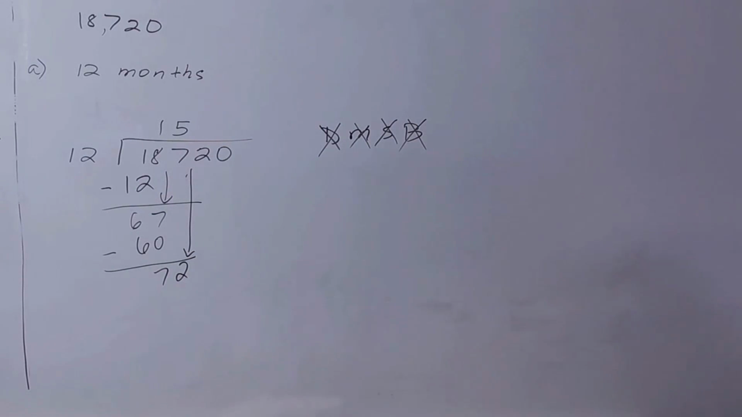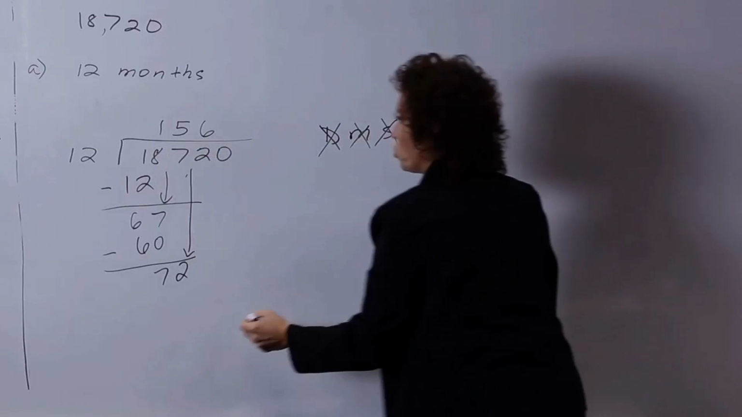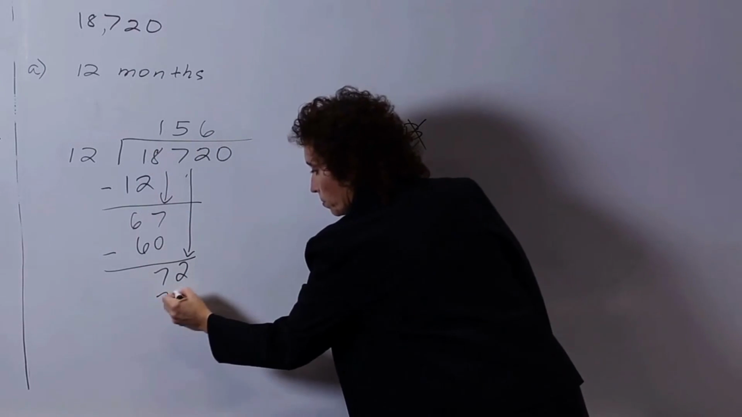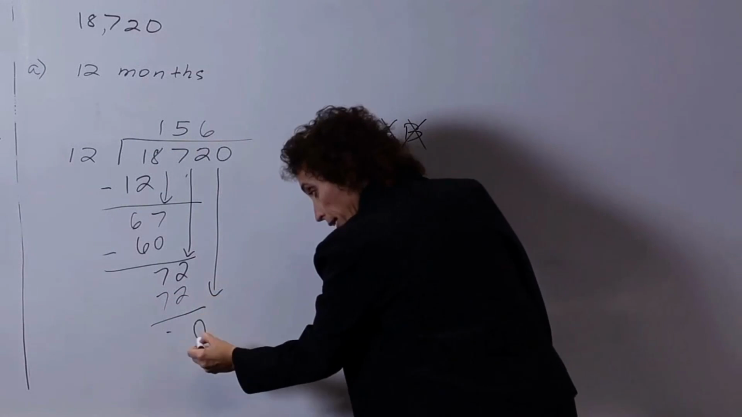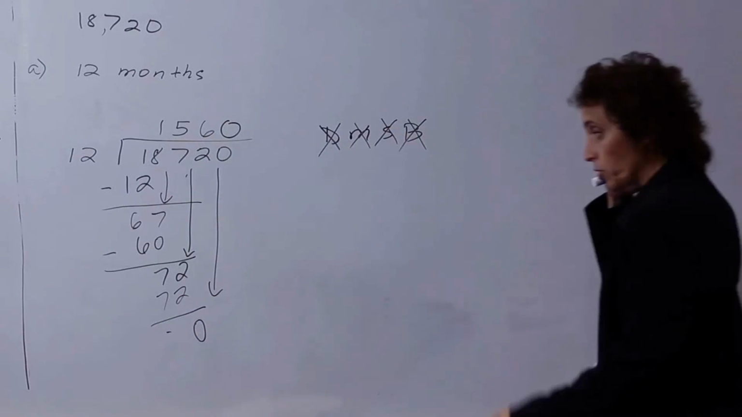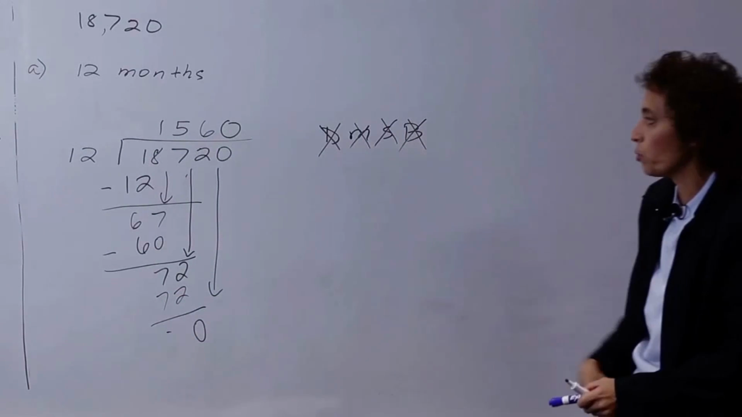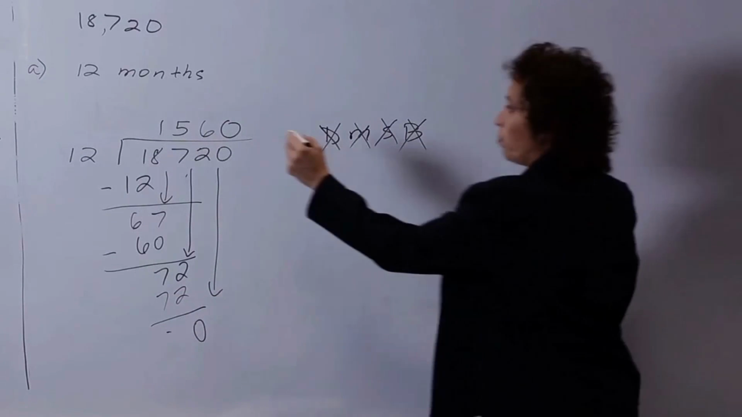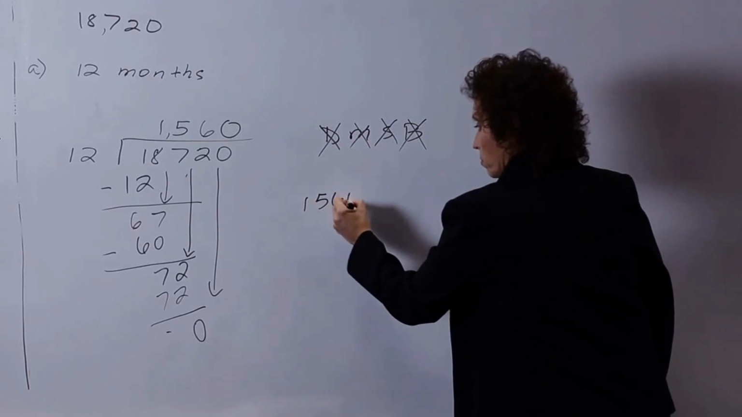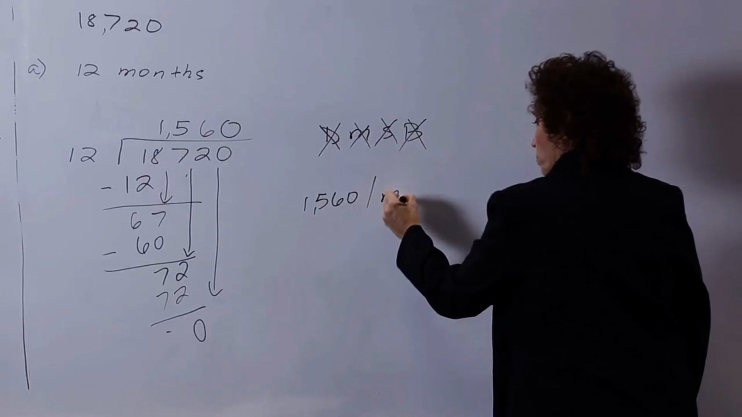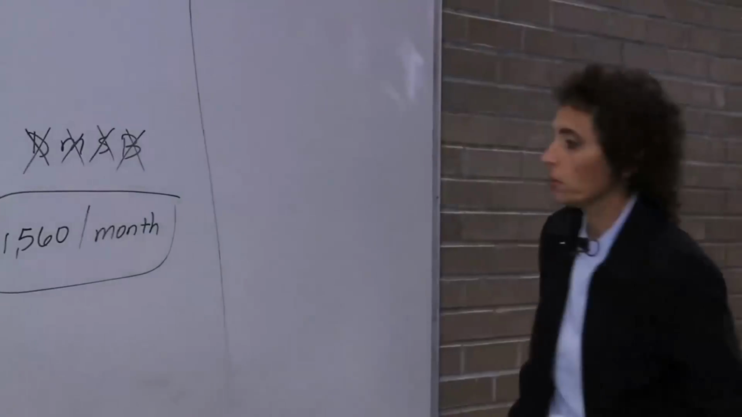12 into 72 goes exactly 6 times. 6 times 12 is 72. Nothing left. If we bring down the 0, you can bring it down. If you bring down that 0, you just have to put it up here anyway. So you can either bring it down or just put that 0 up there. It doesn't matter. You might want to bring it down just so you're following the steps all the way through. So each month, Mike makes $1,560. Okay. I'm hoping that's after tax.